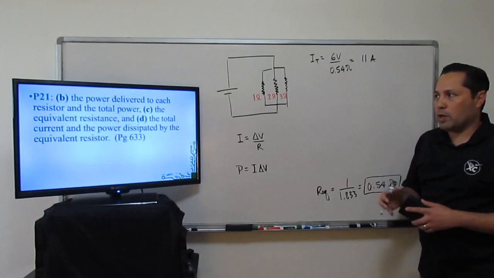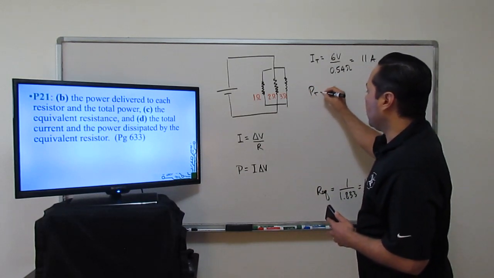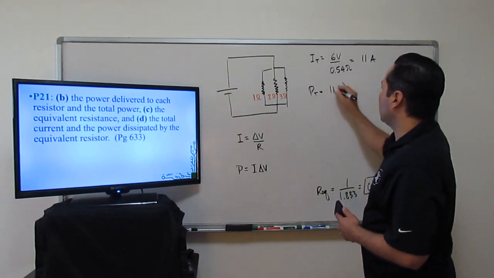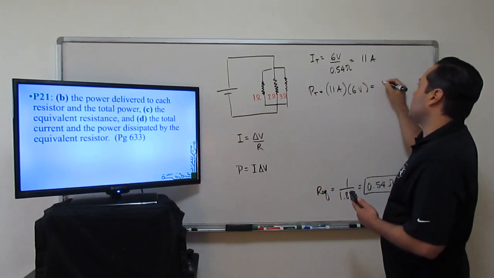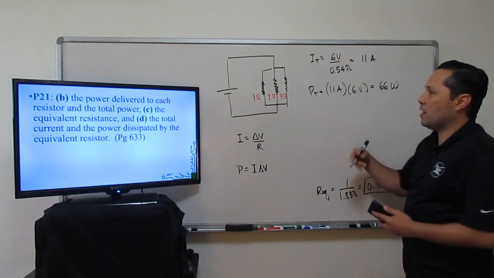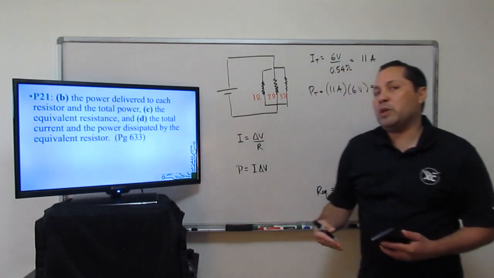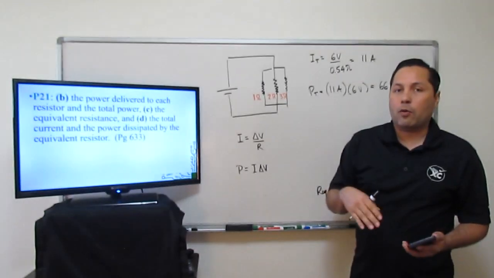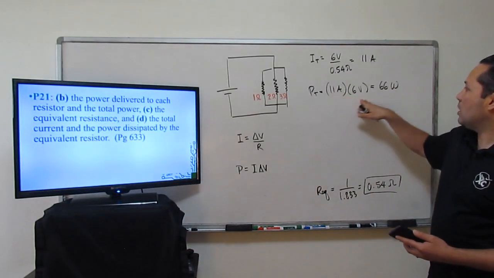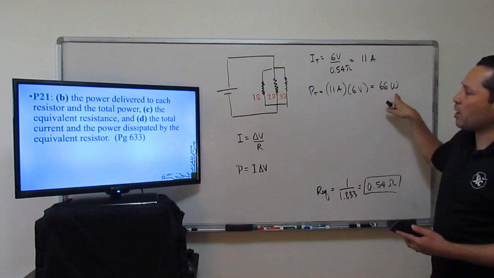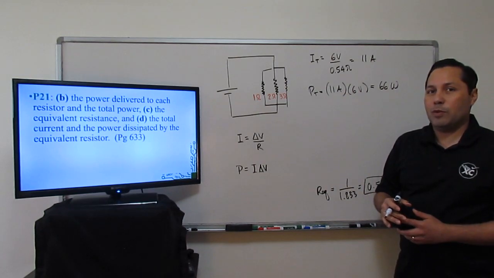Now again, we want the total power. So power total is our 11 amps multiplied times our potential difference, 6 volts. That gives us 66 watts, which we had solved for in part B, but in part B we used their individual power and then added them together. Here we just had the total current, and we'll use this formula to get the total power. All right, that takes care of problem number 21.